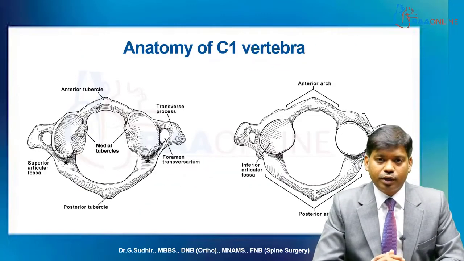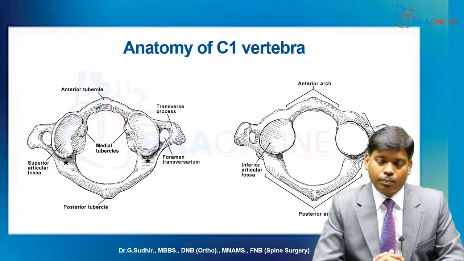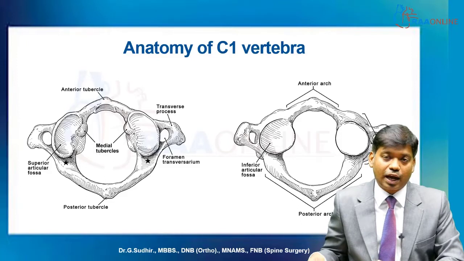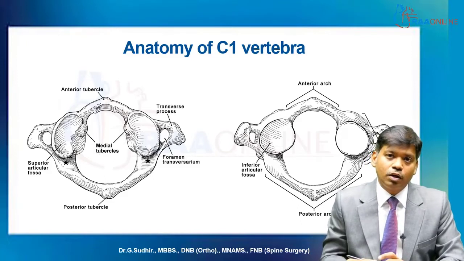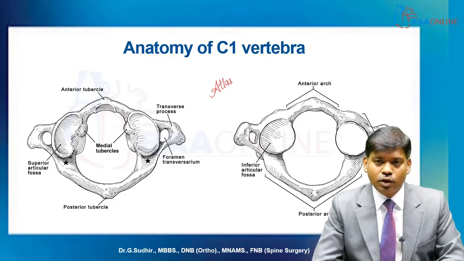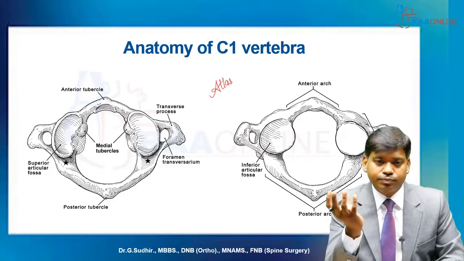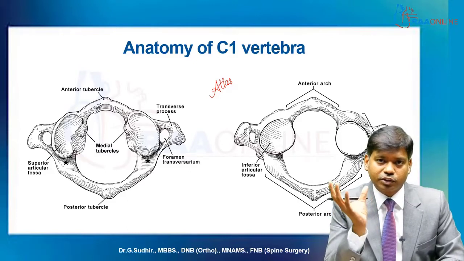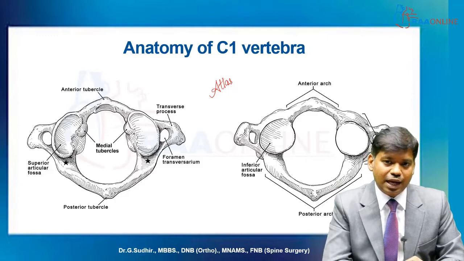So before going into the mechanism or presentation of these fractures, we have to know the anatomy of the C1 vertebra. The C1 vertebra is otherwise called the Atlas because of the Greek god's name Atlas, who held the world. Similarly, this C1 vertebra holds our skull in place. That is why it is called the Atlas.